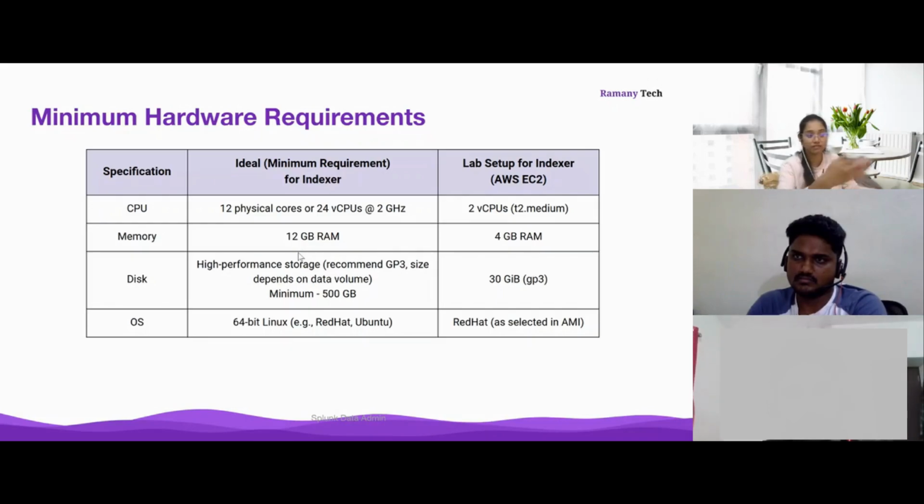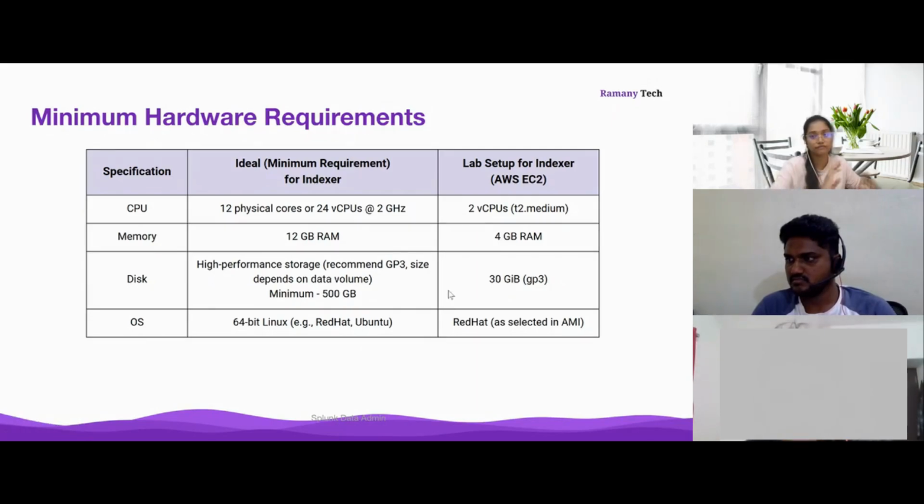For a lab setup, we can go for the minimum. That's not an issue. For production, you should have these minimum requirements, then only you will be able to work on Splunk Enterprise. And for the disk, since the main purpose of the indexer is to store the data and to execute the searches, like retrieving search results, you should have high performance storage, and the minimum disk space you should have is 500 GB. This is recommended by Splunk. And for the OS, 64-bit Linux is most preferred for the indexer.